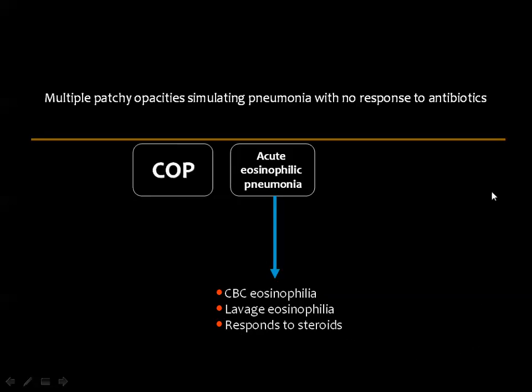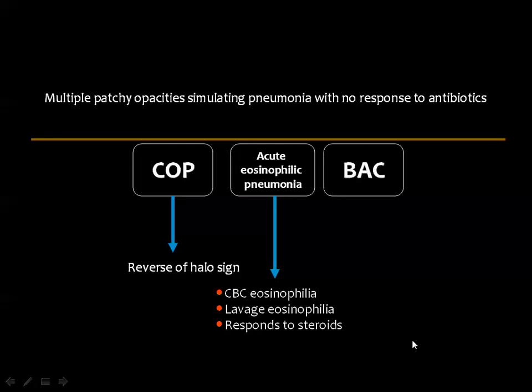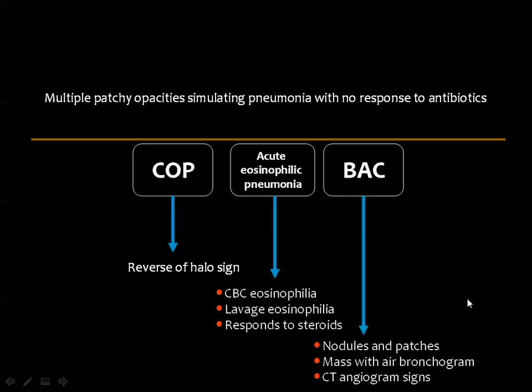Number two is cryptogenic organizing pneumonia, which will result in patches that do not respond to antibiotics. How can you confirm the diagnosis? By the reverse halo sign or the atoll sign if present. Number three is bronchoalveolar carcinoma. How can you confirm the diagnosis? By the presence of a combination of nodules and patches, mass with air bronchogram, and the CT angiogram sign.